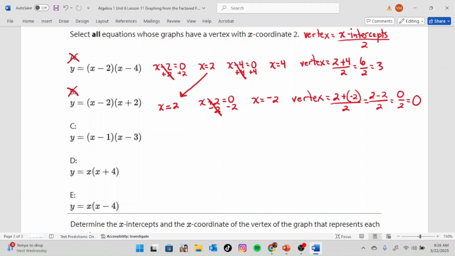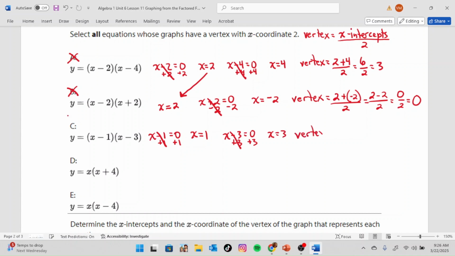Choice C. We're going to set x minus 1 equal to 0. Add 1 to both sides, and we get x equals 1. Now we're going to set x minus 3 equal to 0. Add 3 to both sides, and we get x equals 3.